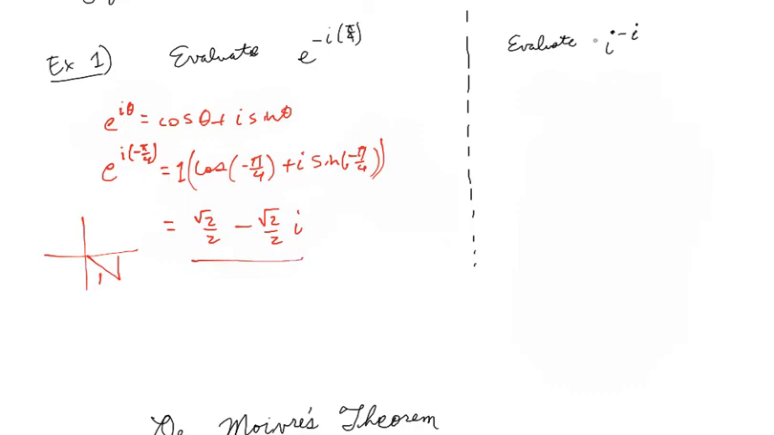Okay? Evaluate i to the minus i. This one looks a little bit stranger since we haven't seen i being raised to the i-th power. All right. Let's think about how we could do this given what we know. So what do we know? We know e to the i theta equals cis theta. We also know that i can be written in polar form. What does i look like in polar form?